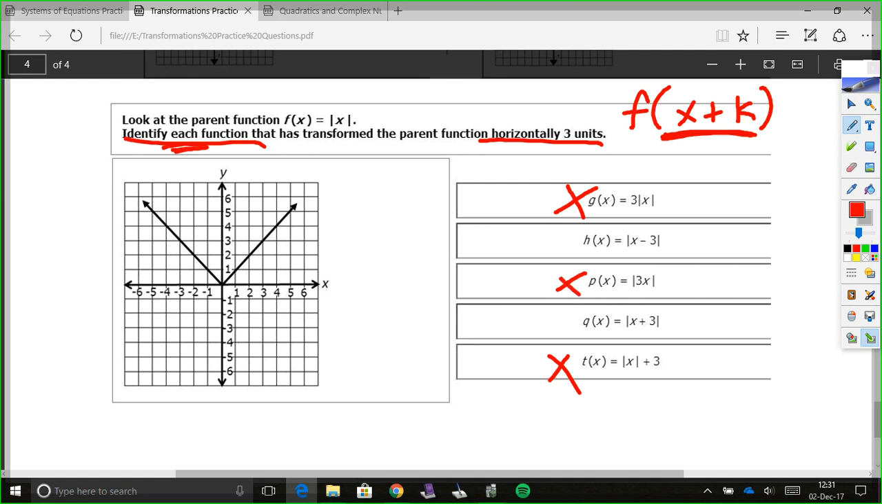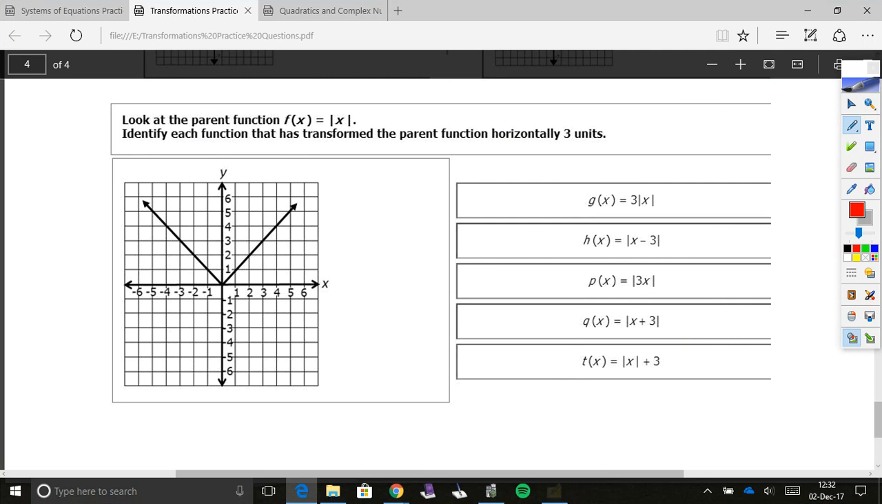The answer is H of x and Q of x because minus 3 would move it right 3, and plus 3 would move it left 3. Either way, both of these move it horizontally. One of them moves it to the right, the other moves it to the left. But either way, we still accept moving horizontally. So those would be the 2 answer choices.